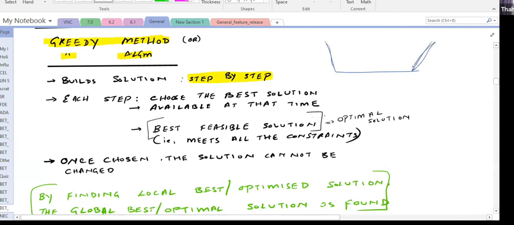So how did we solve the problem of filling up this trolley? You put one item at a time. Item 1, item 2, item 3. Slowly, step by step, and finally you will fill the trolley. So the greedy method tries to build a solution step by step. Now at each step, you have to choose the best solution available at that time.